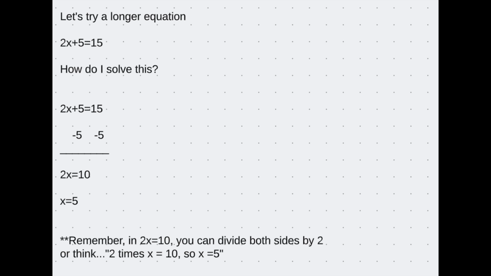If you want a quick refresher, you can think to yourself, what times 2 equals 10? And you know that it's 5. Or you can isolate the x by dividing by 2 on both sides. So 2x divided by 2 is equal to x. 10 divided by 2 is equal to 5. And you get x is equal to 5.